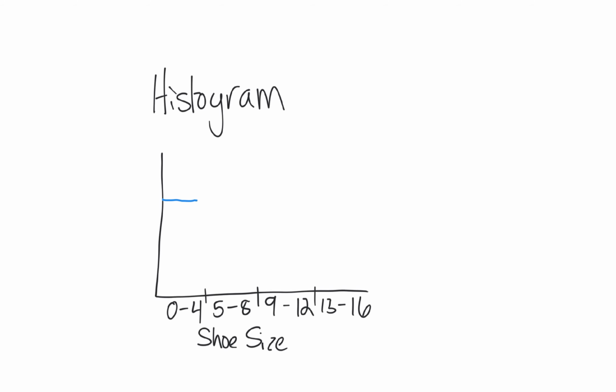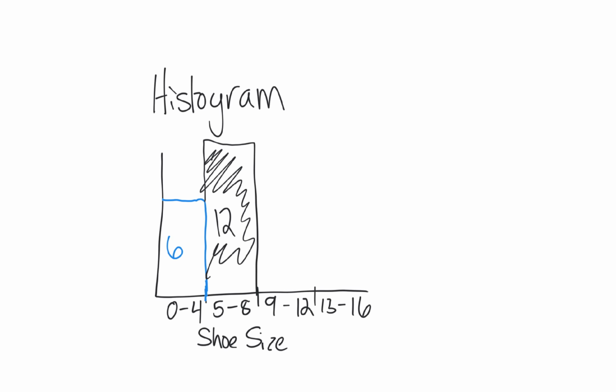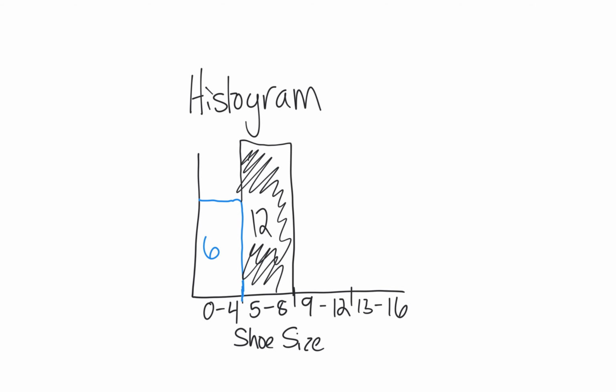So maybe there's 6 students with shoe sizes 0 through 4. And there's 12 students. This is drawn really sloppily. Yours would look better, hopefully. With shoe sizes 5 through 8. And maybe there are 3 students with 9 through 12, and 1. Right, that's 13 through 16.